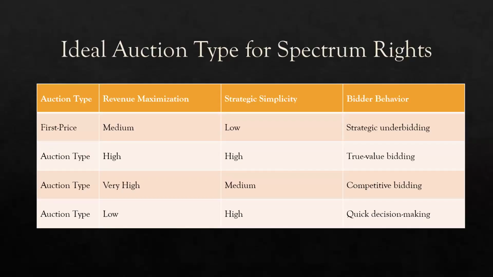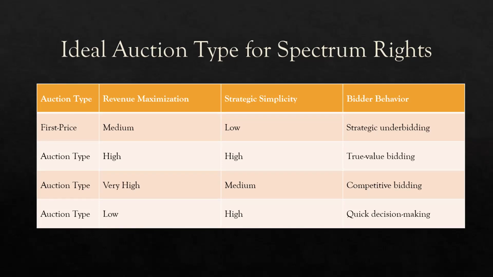And next is the ideal auction type for the spectrum rights. Let's move on to the first price auction. The bidder behavior here involves strategic underbidding, which might not always lead to the highest possible auction revenue. Next, the second price auction. For revenue maximization, the highest bidders tend to bid their true valuation, knowing that they will pay the second highest bid if they win. This often leads to a more accurate reflection of the spectrum's true market value.